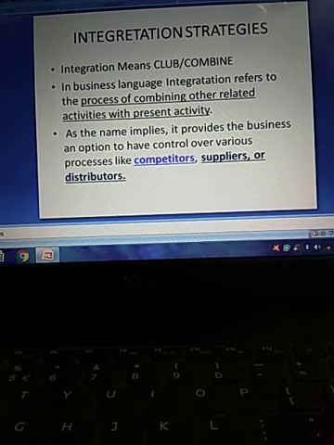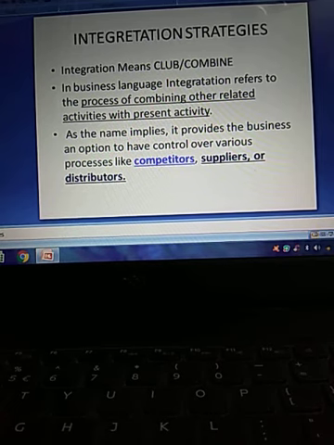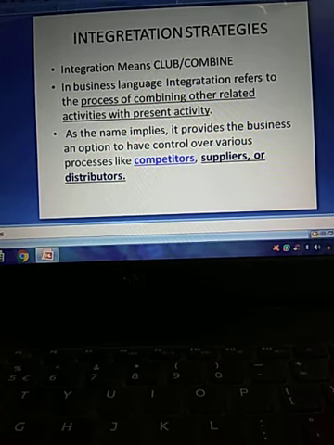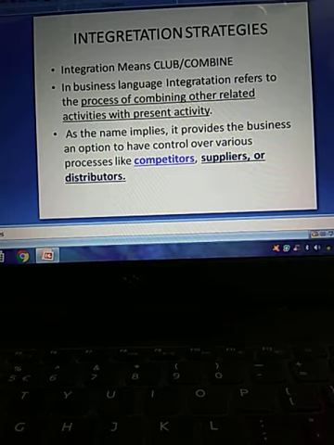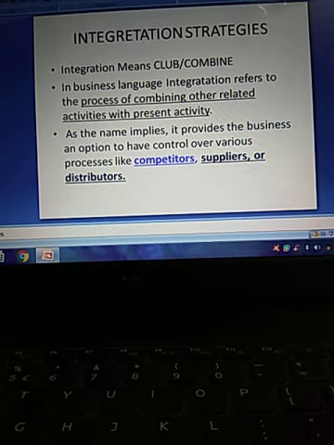The next kind of strategies are integration strategies. What is integration? Mixing, clubbing together. When a poor company clubs with a good company, there is a possibility that both companies are going to benefit. Understand?